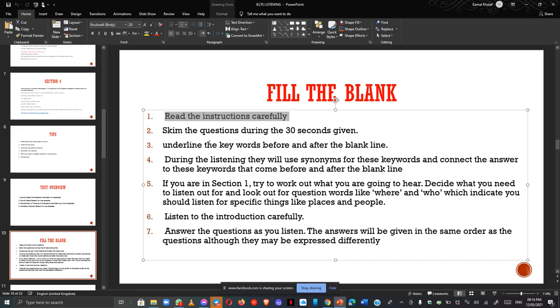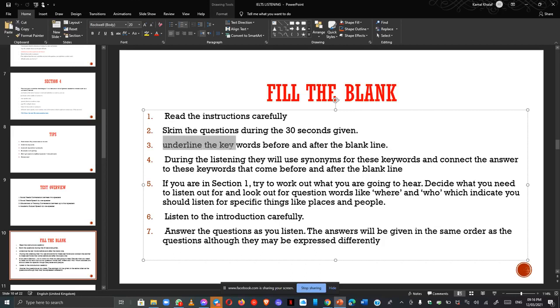You should read the instructions carefully to know how many words, to know how many questions at a time. For example, he will ask you to have a look at questions 1 to 5 only. So don't confuse yourself. 2, skim the questions during the 30 seconds given. You are given 30 seconds. What should you do? Skim to know what the topic is, and very quickly read the questions, underline the keywords, know what type of information you need, and try to predict the synonym language or the paraphrasing of the questions you are asked to read.